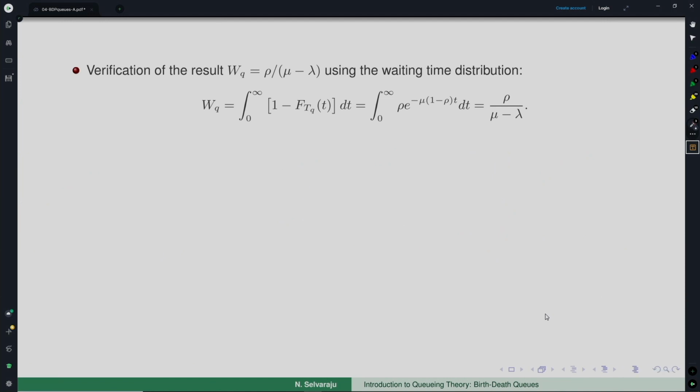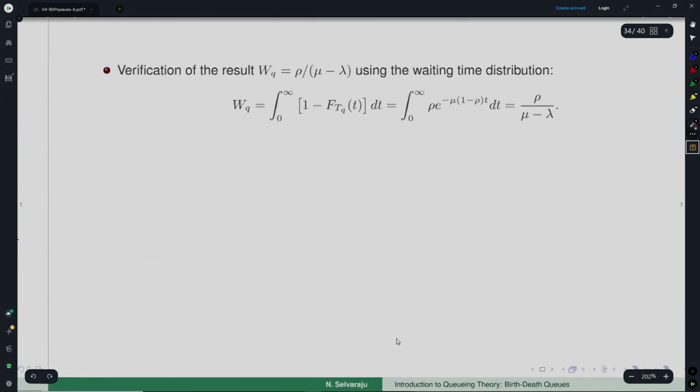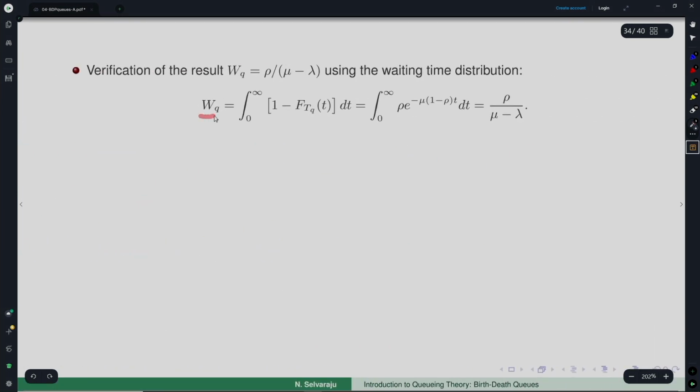Now we have obtained earlier WQ, the expected waiting time in the queue, and you can now obtain it from this expression as well. We know the result that for a non-negative random variable the expected value is the integral from 0 to infinity of 1 minus its distribution function, dt. 1 minus F of TQ is simply rho times this quantity. So you integrate it and obtain the result, which is the same as the one we earlier obtained through Little's formula.